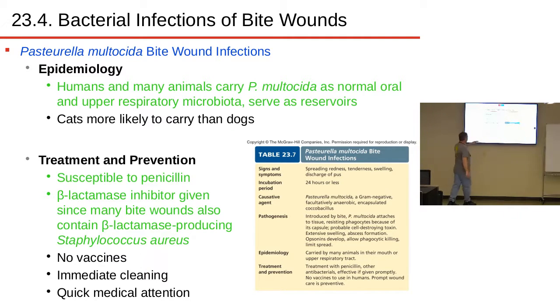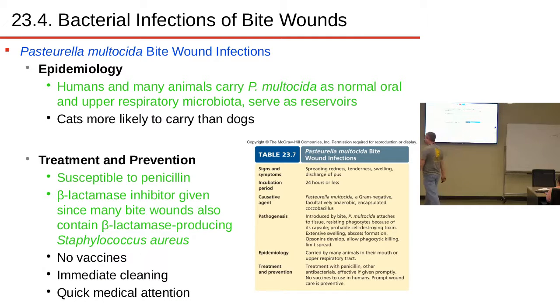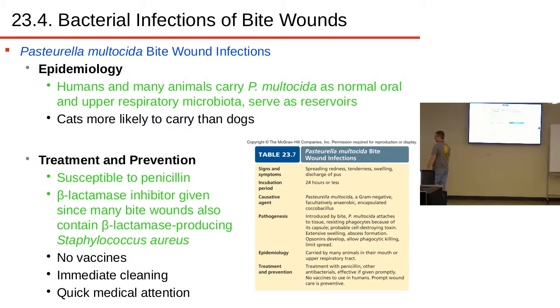No vaccines, just need to immediately clean and get quick medical attention if you have a serious animal bite, just to make sure everything's cool, clean out the wound and go on some antibiotic to minimize any chance that you can develop something.